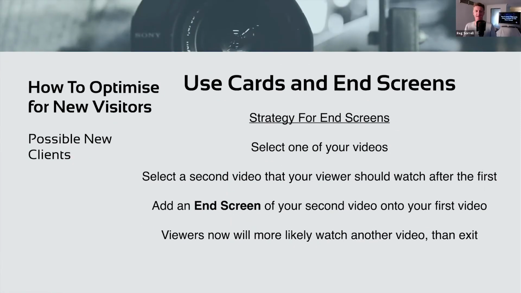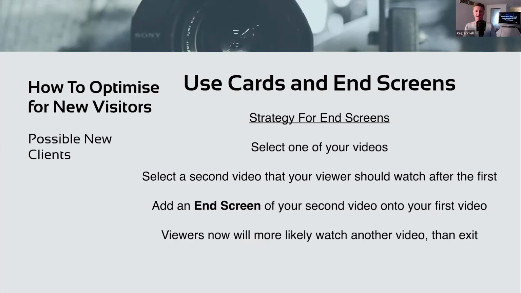Cards and end screens. A card is a clickable link that can lead you to another video or playlist that's within your channel. Now they appear at the top right-hand corner of your video, and it's usually a little white circle with an eye in it. And if you were to hover your mouse over that, you'll get a drop-down menu and you can see the thumbnail. You also get to edit the text as well.